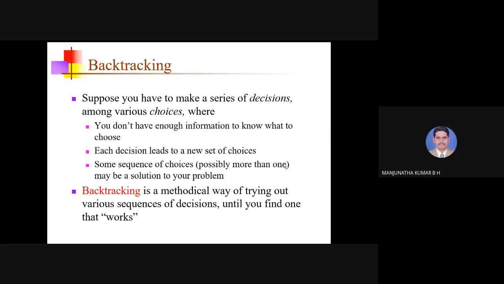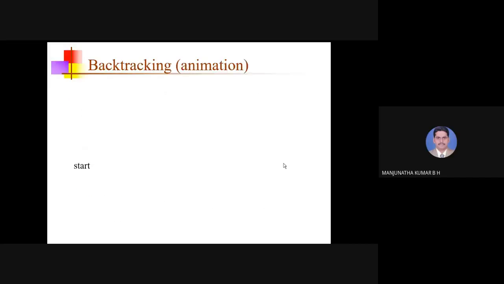So backtracking is a methodical way of trying out various sequences of decisions until you find one that works. This is the one-line definition for backtracking. Now let me explain the concept of backtracking with an animation I have created. Definitely with this animation, you can understand the general plan of backtracking.